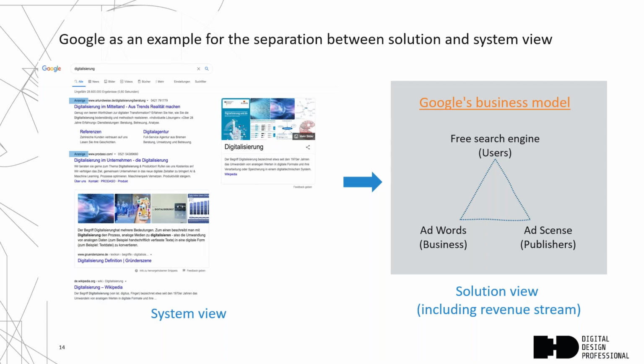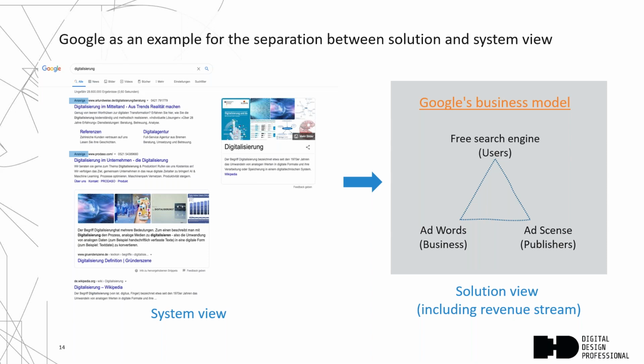A good example of a solution and a system is Google. If you look at the search engine from a user's point of view, you can search for websites and hopefully get the sites that you are searching for. But when you look from a solution perspective and from a business model perspective, Google is not a search engine. Google is a kind of platform that sells advertisement space. Here you can see some advertisements on digital technology and digital something. And with this example, it's quite easy to understand what the difference is.